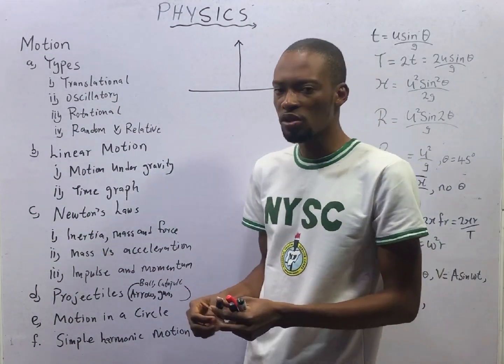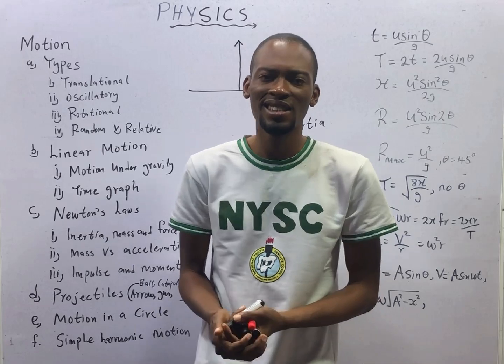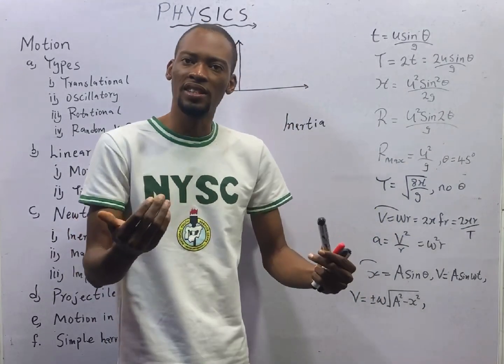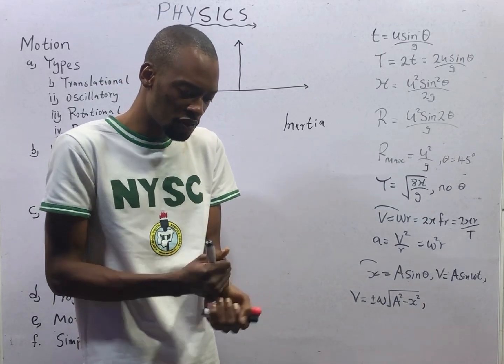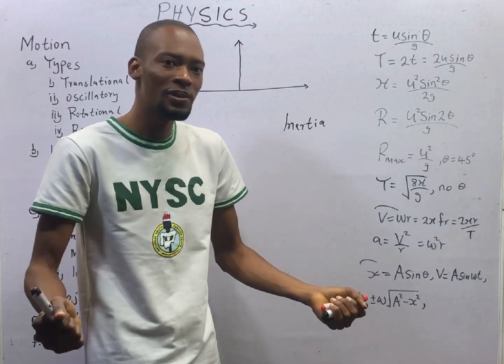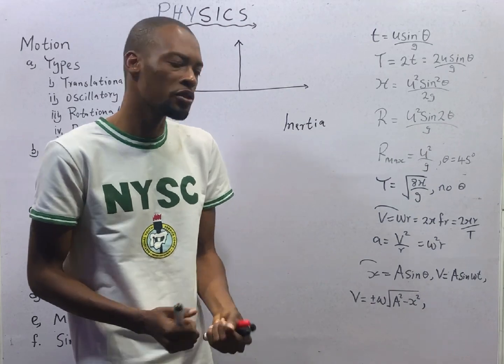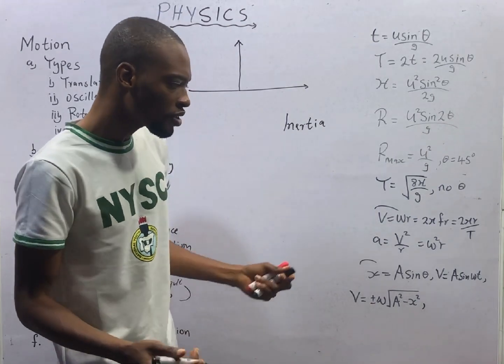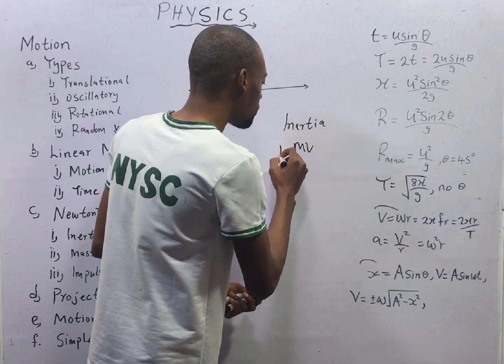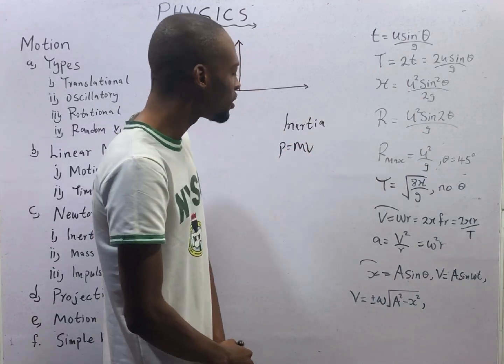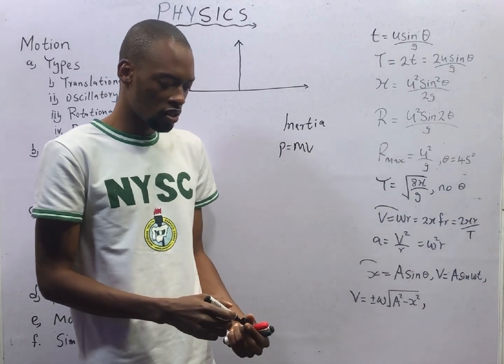And the second law of motion, which is so important, states that the rate of change of momentum of a body is proportional to the force applied, and it takes place in the direction of the force. What is momentum? Momentum of any body is the product of its mass and velocity. Momentum is mass times velocity.